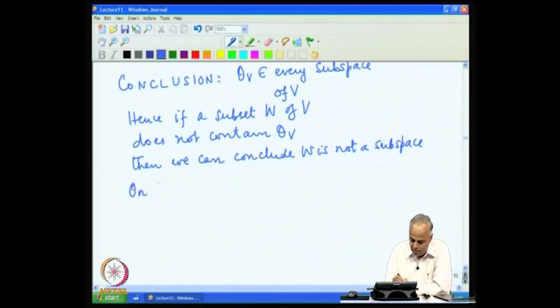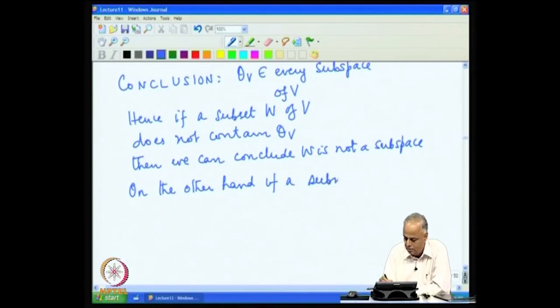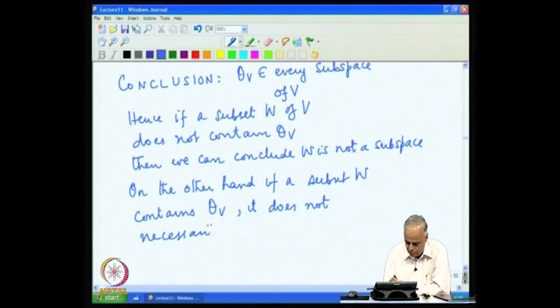On the other hand, if a subset W contains the 0 vector theta V, it does not necessarily mean W is a subspace.